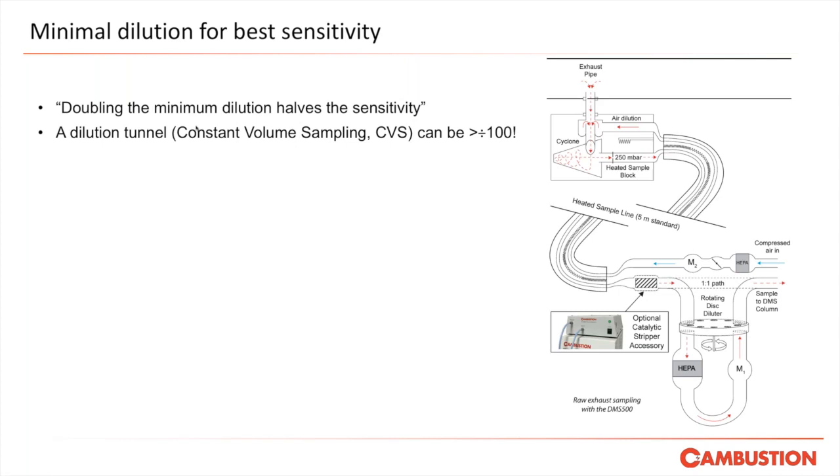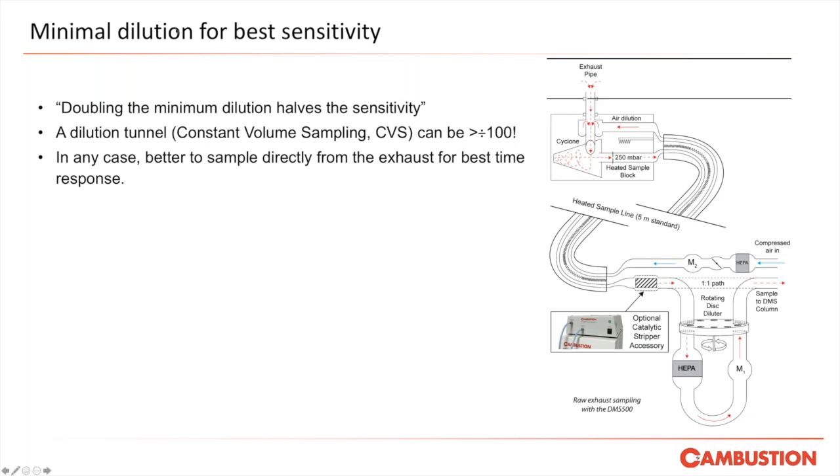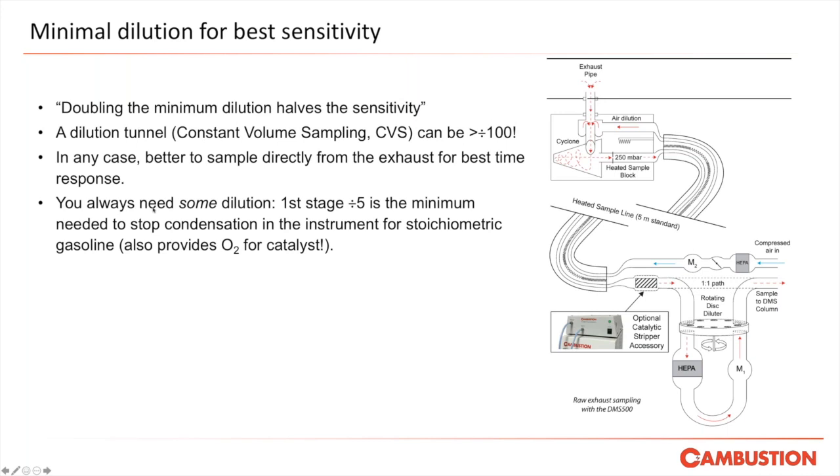If you use a constant volume sampling system, which is a dilution tunnel, often used for bagged emissions measurement, where you want to know the total gas species at the end of the test over a drive cycle, the dilution, though it varies, can be as much as 100. So it is better in any case to sample directly from the exhaust pipe for the best time response. You always need some dilution. So the first dilution factor of five is the minimum you need to stop condensation of water in the instrument if you've got a stoichiometric gasoline. But also, don't forget, it provides oxygen for the catalyst.